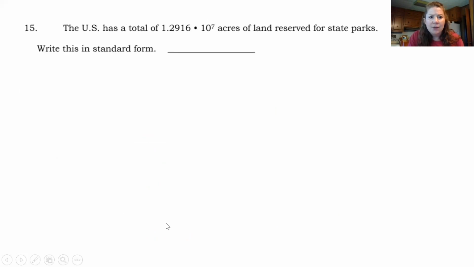Number 10, the U.S. has a total of blah, blah, blah, blah acres of land reserved for state parks. So we're going to move our decimal how many places? 7 places to the right. This is a great big number because that's a positive exponent, right?